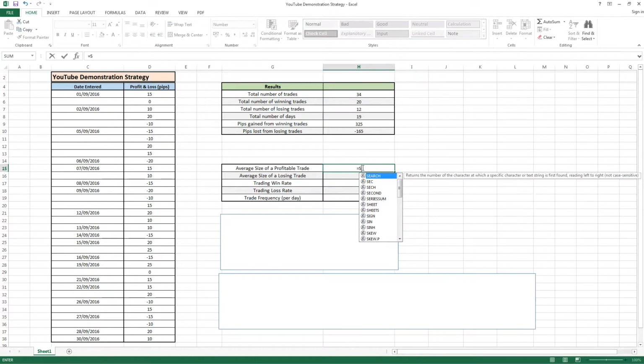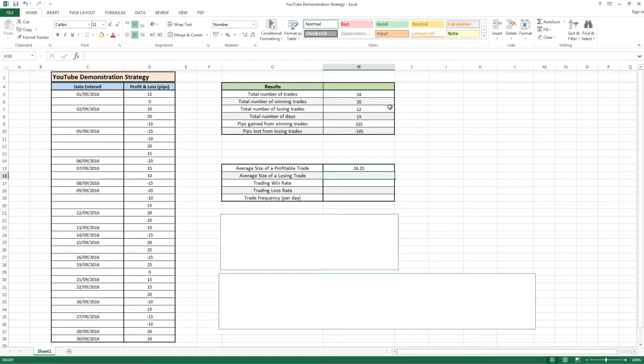So we simply do sum this number here divided by the total number of winning trades, which is 20, enter. So that's the average winning trade for September: 16.25 pips. We do the same for losing trades, so sum this figure here divided by the number of losing trades. So our average loss is minus 13.75 pips.